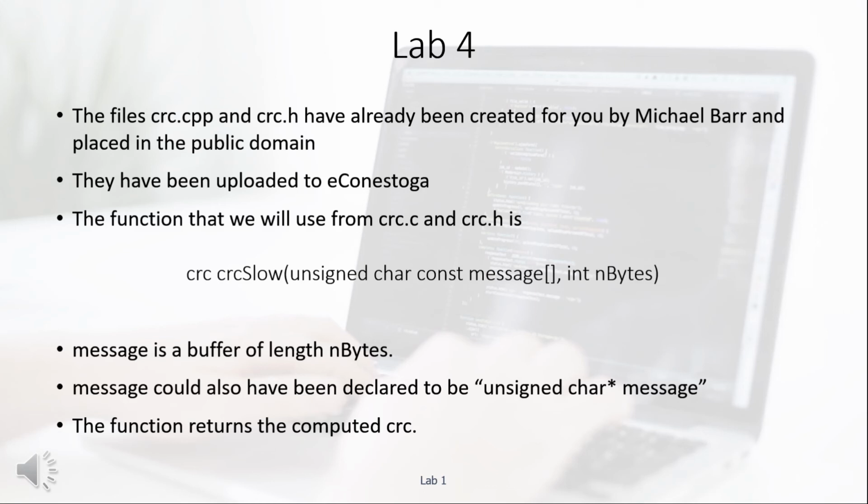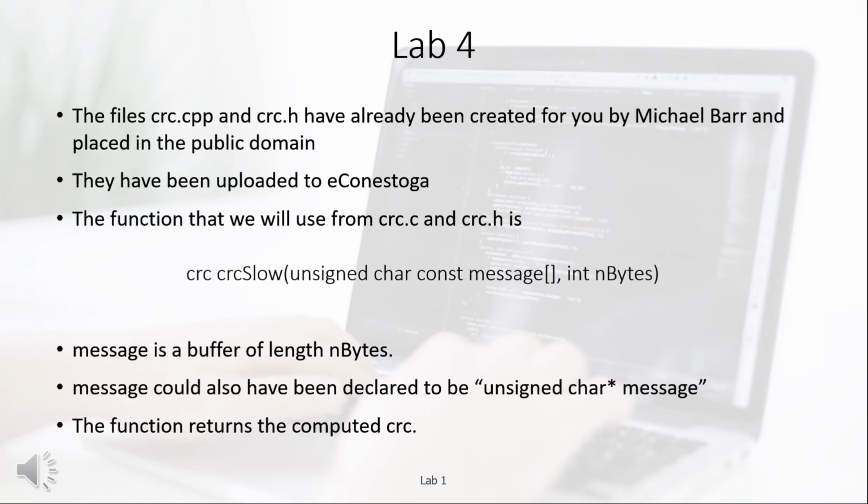Now we have CRC.cpp and CRC.h. They're written by Michael Barr and they've been placed in the public domain. They've been uploaded to eConestoga for you to download. The functions that we're going to use come from CRC.c and CRC.h, and the function that we're looking at is crcSlow. It's already been written. We're just going to use it to compute CRCs.